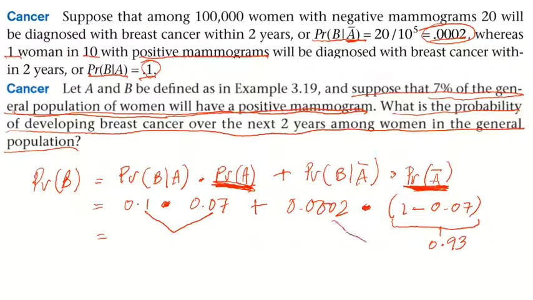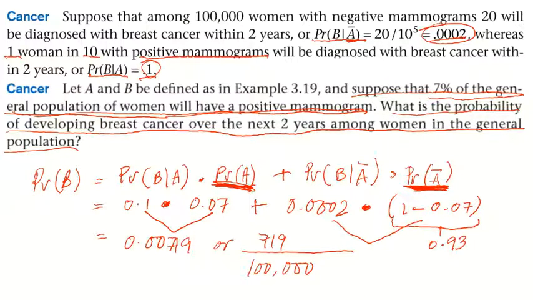So if we multiply these, and then add both, we are going to arrive with an answer of 0.00719. Or, that's 719 women for every 100,000 women. So that's the probability of developing breast cancer over the next 2 years in the general population. 719 women out of 100,000 women.